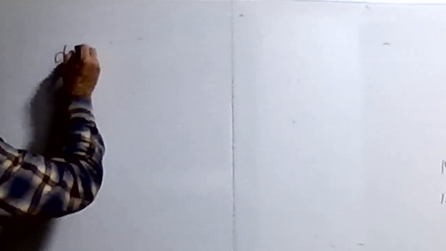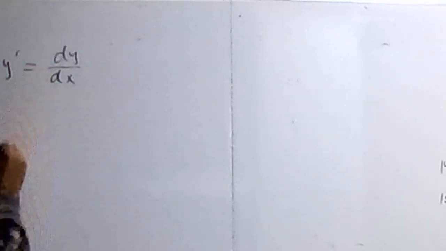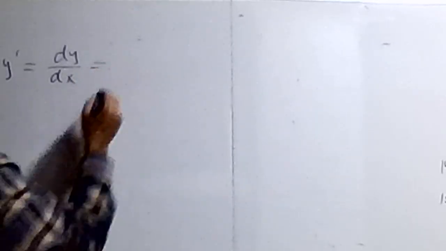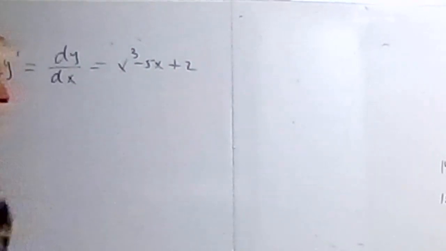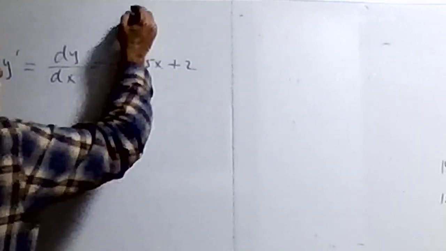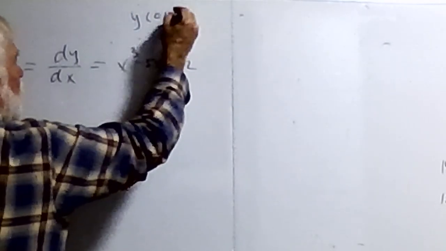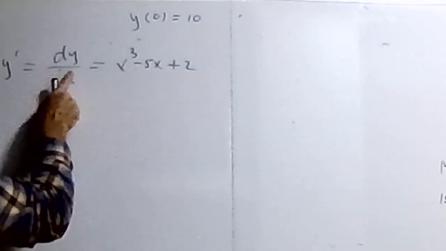So dy dx equals, so this is a derivative, dy dx, the same thing as saying y prime. There's different notation systems. And I'm giving you x cubed minus 5x plus 2, which is a cubic in graphing form. It'd be nice to analyze it from that perspective. But right now, y of 0, initial condition of 0 gets us 10. So I'm going to integrate this. I'm going to move the dx to this side.